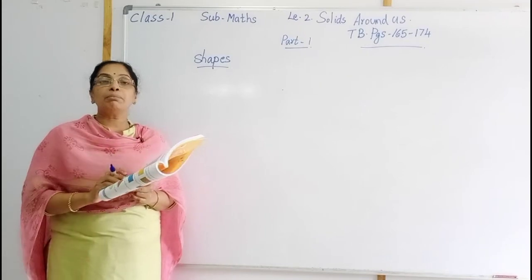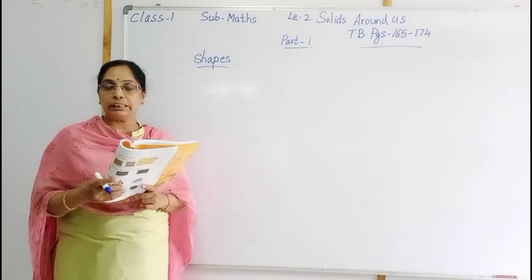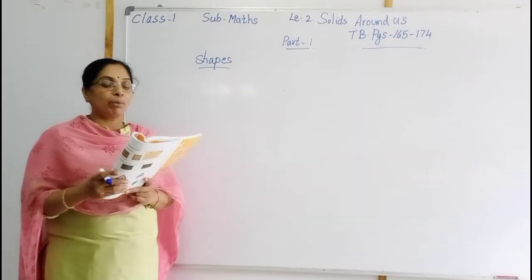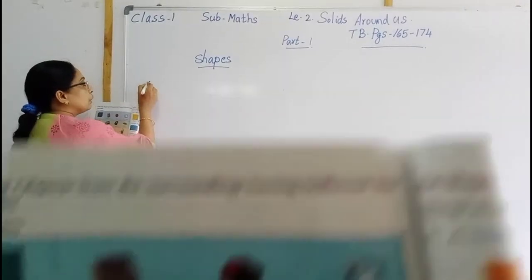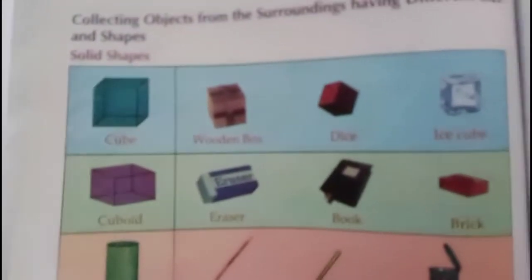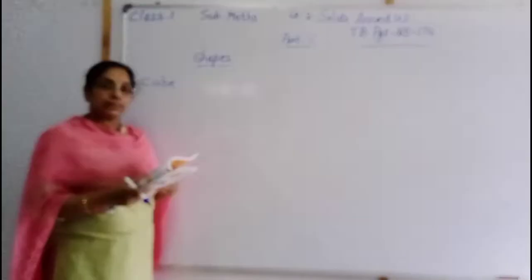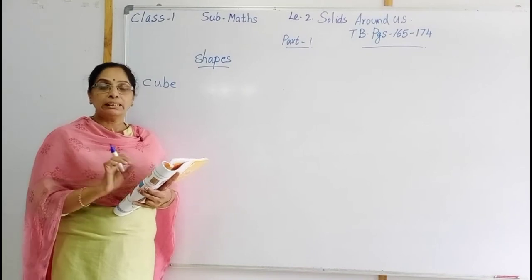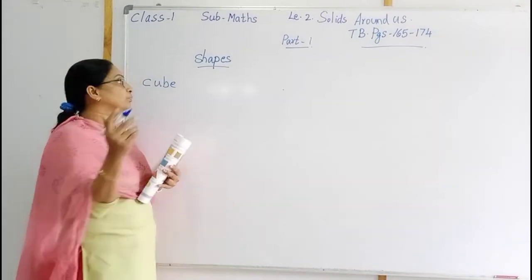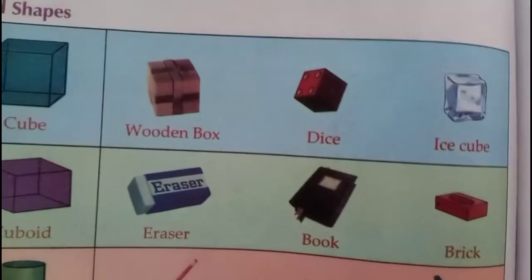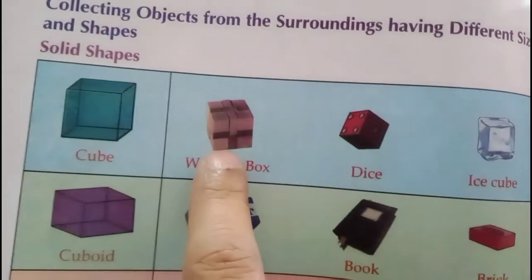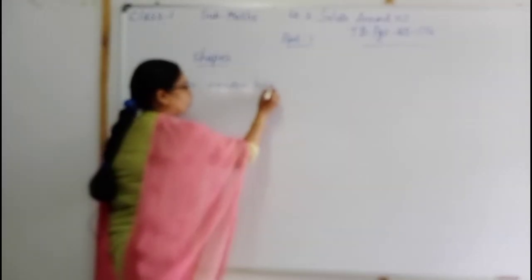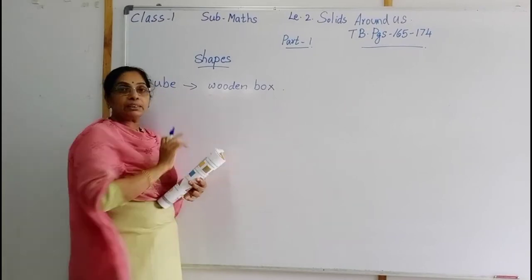Now we are getting some examples on page number 166. We will recognize the shape of the things. The first one is cube. The first shape is cube, and we are seeing the examples, that means things. What are the things we are seeing? First, wooden box, W-O-O-D-E-N, wooden box. Wooden box also has the shape of a cube.